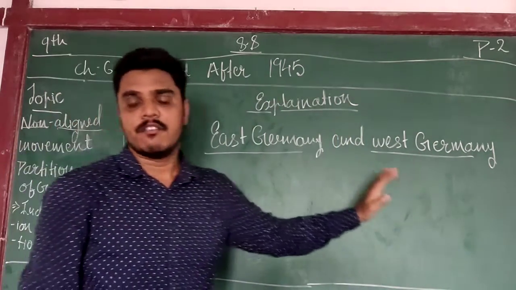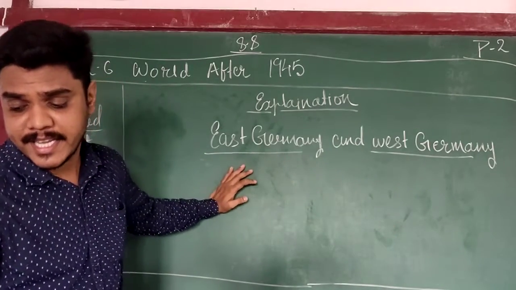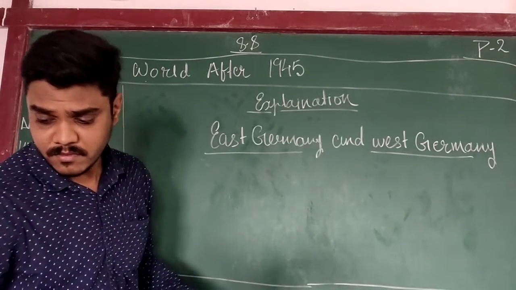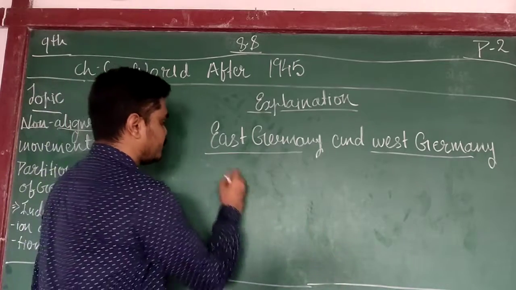East Germany and West Germany. East Germany was democratic and West Germany was communist.